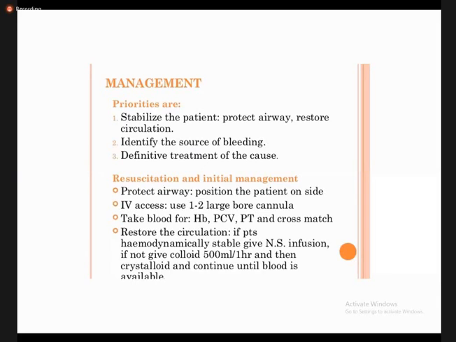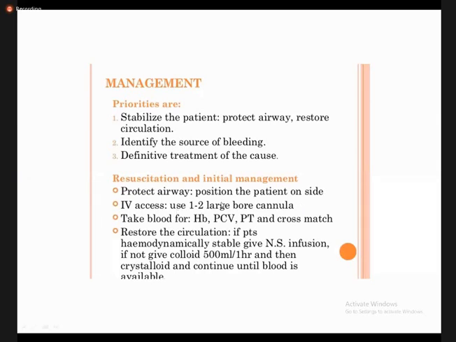So the priorities are to stabilize the patient, as I mentioned earlier, to protect the airway, then identify the source and treat the cause. Definitely protect the airway. We have discussed this by endotracheal intubation or positioning of the patient on the side. If the patient lies down supine, there is a chance that the patient might aspirate. So the patient should be on the left lateral side, or propped up to protect the airway.